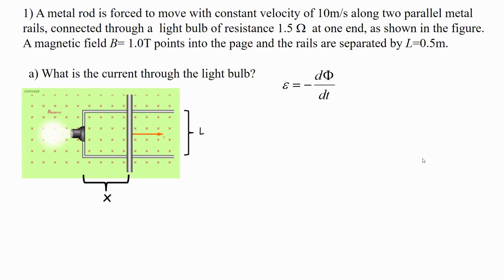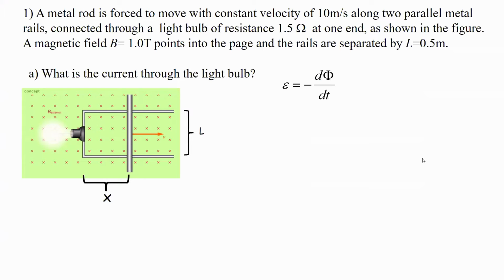So it's just describing the setup here, and we have a magnetic field that points into the page. It's based on the drawing. The crosses mean into the page, and the rails are separated by 0.5 meter. And the question is, what is the current through the light bulb in this situation? Of course, what's going on is that the area is changing in the presence of this magnetic field. So the flux is a time-dependent quantity here, magnetic flux.